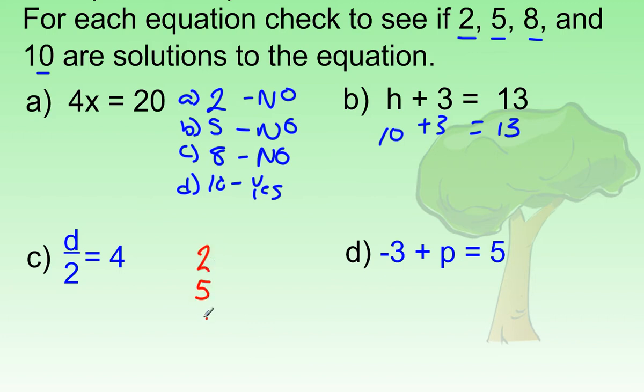All right, 2, 5, 8, and 10. Here we go. If we plug in a 2, 2 divided by 2 is not 4. If we plug in a 5, 5 divided by 2 is not 4. If we plug in an 8, 8 divided by 2 is 4. 8 was the solution to letter C. And for sake of show, if we plug in a 10, 10 divided by 2 is not 4. Okay, letter D here.